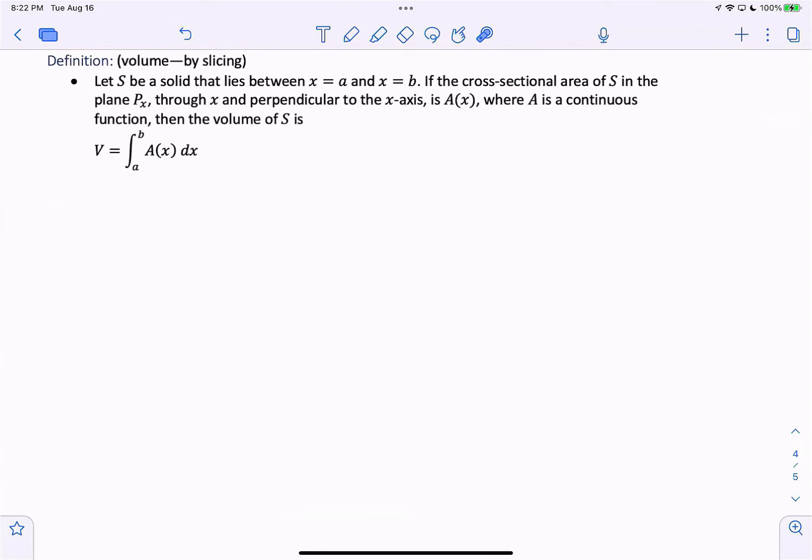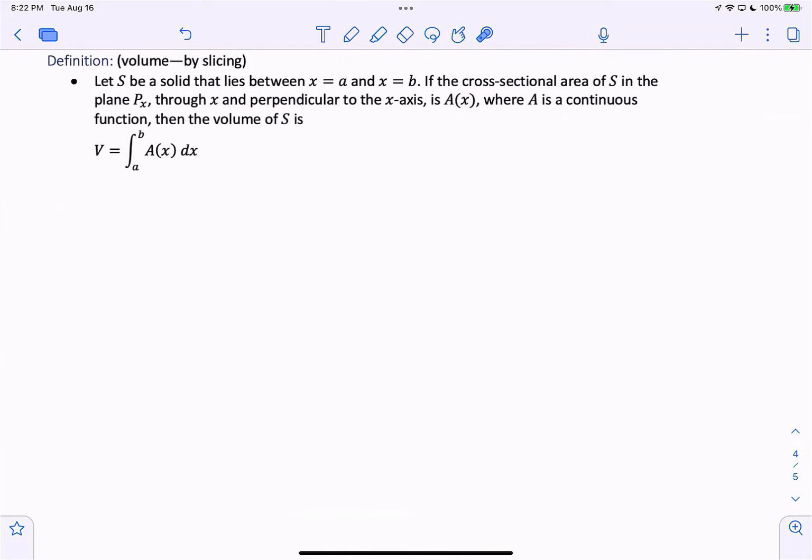Now we're going to generalize what we were doing just a little bit more. And this definition requires some discussion. Let S be a solid that lies between x equals a and x equals b. If the cross-sectional area of S in the plane Px through x and perpendicular to the x-axis is A(x), where A is a continuous function, then the volume of S is V equals the integral from a to b of A(x) dx.